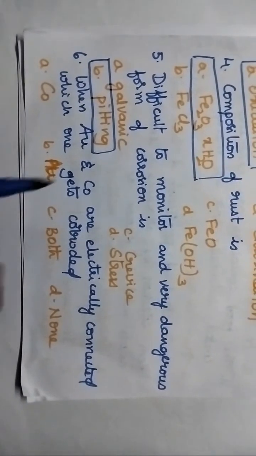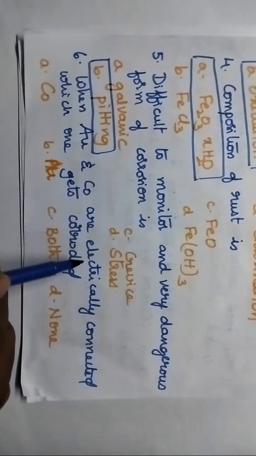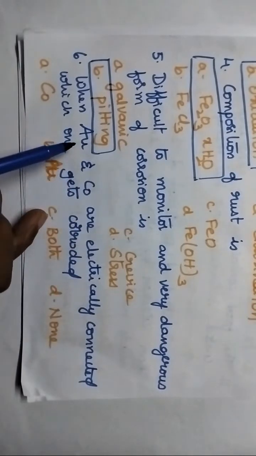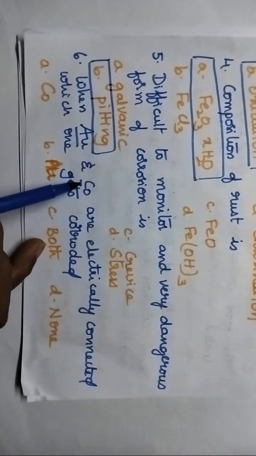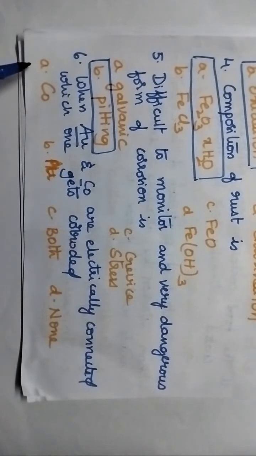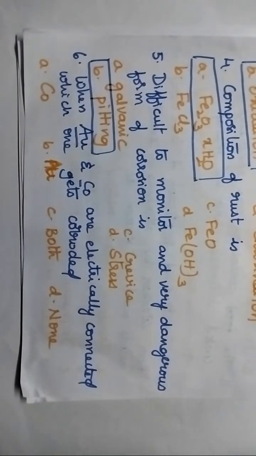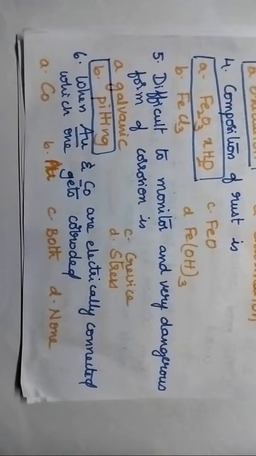Moving to the sixth question. When gold and cobalt are electrically connected, which one gets corroded? Option A, cobalt; option B, gold; C, both; D, none. Okay, Sriram. Vamsi, very good. Charan Sai, very good. Mahendra and Sahiti, check your options at once.